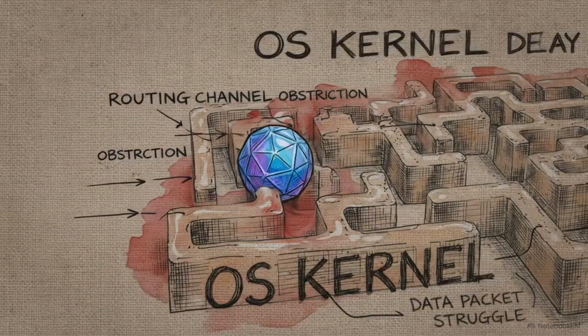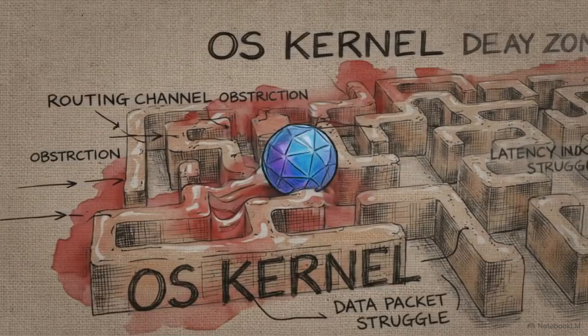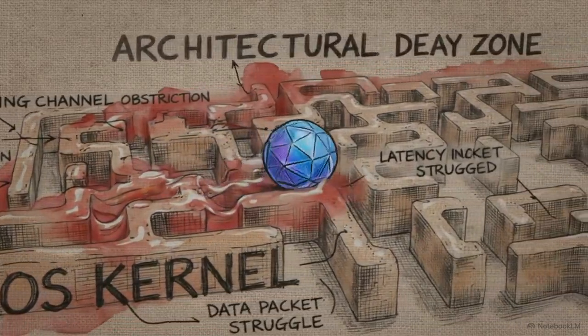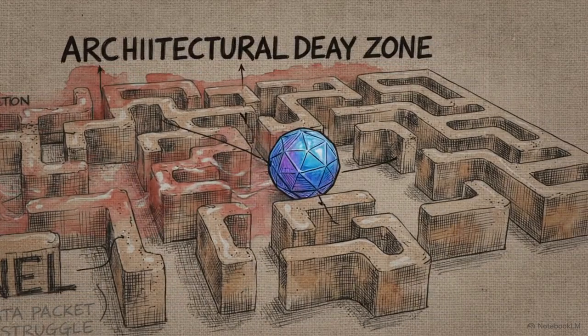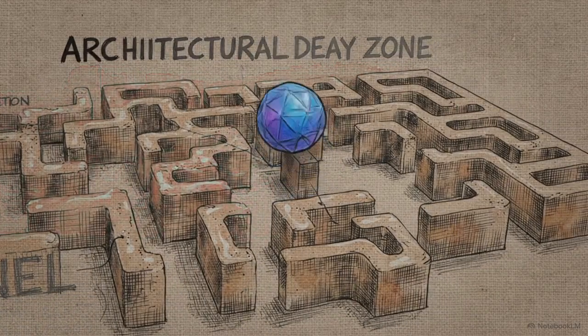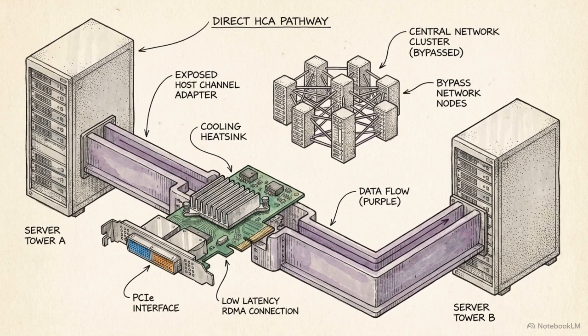Every time standard network traffic passes through the software kernel, the operating system imposes microsecond delays. In high-performance computing, those microseconds compound into heavy bottlenecks. To eliminate that delay, architects utilize InfiniBand networks, which rely on a concept called Remote Direct Memory Access, or RDMA.